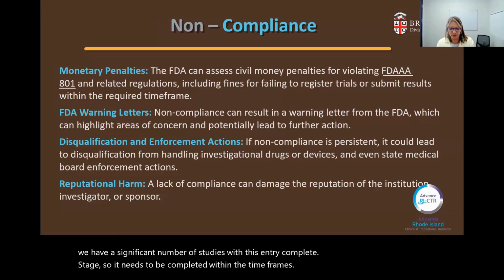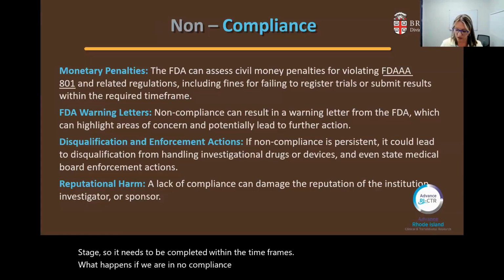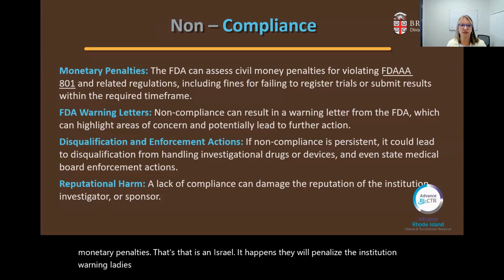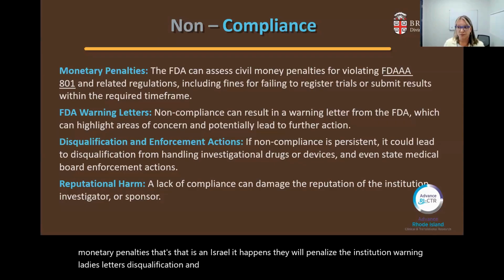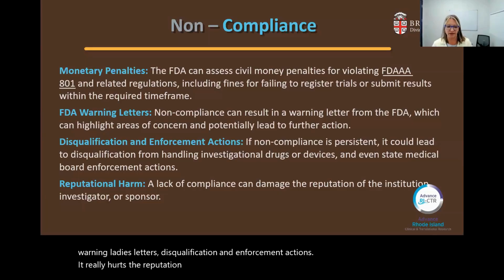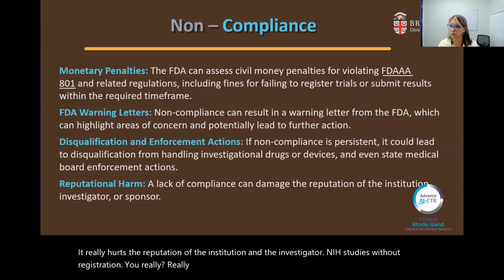What happens if we are in non-compliance with ClinicalTrials.gov? Knock on wood. Monetary penalties are real, it happens, they will penalize the institution. Warning letters, disqualification and enforcement actions really hurt the reputation of the institution and the investigator. NIH studies without registration really risk the funding. So these are real.